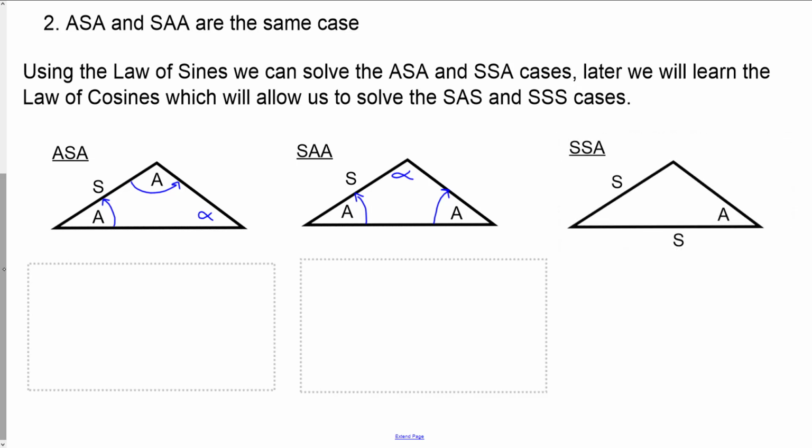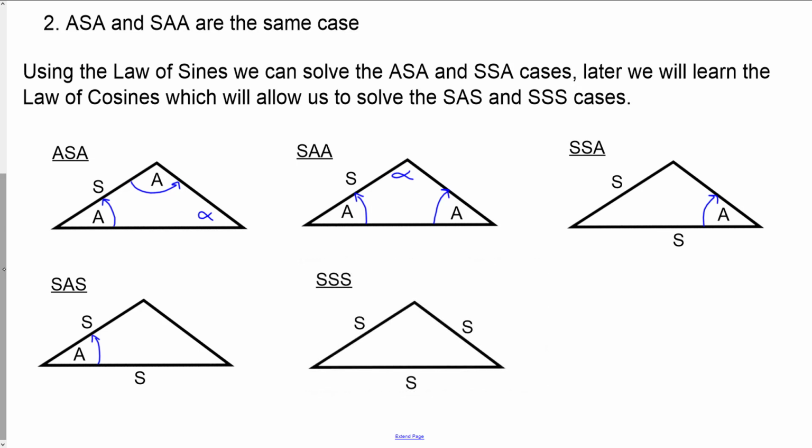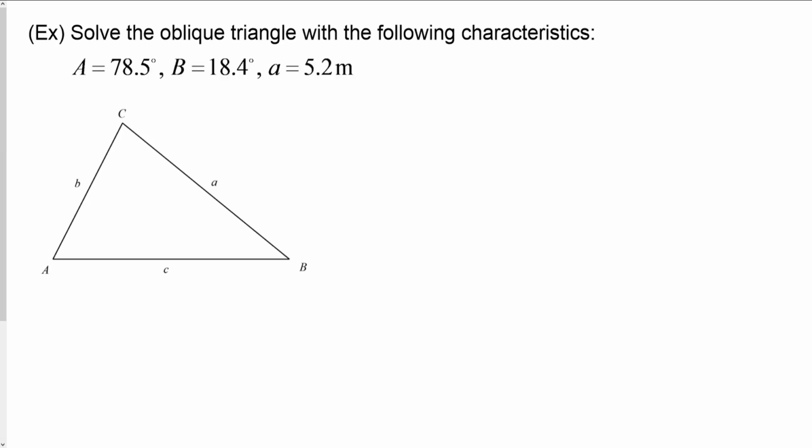The side-side-angle case means that you know one angle measure and then the two sides that follow after. Side-angle-side, you know two sides and the angle in between. And side-side-side means that you know three sides of the triangle. So that's what's happening with those. Let's look at some examples of solving.